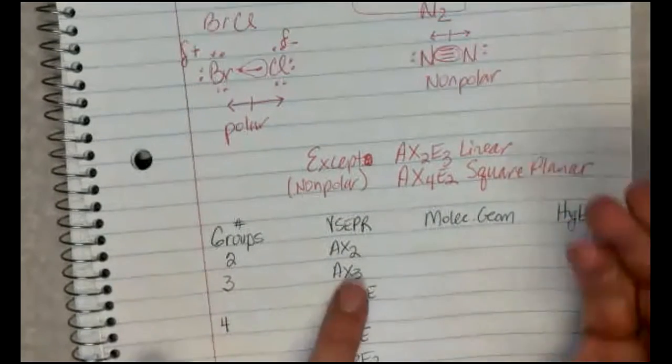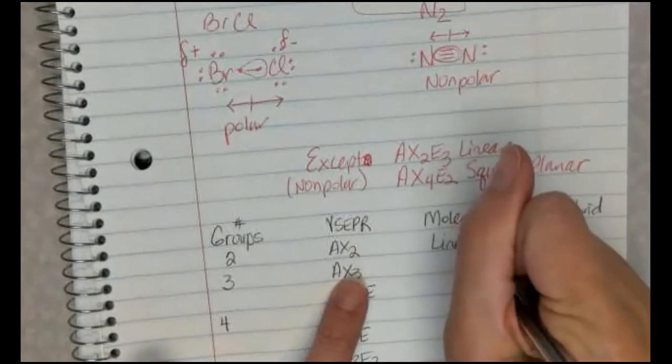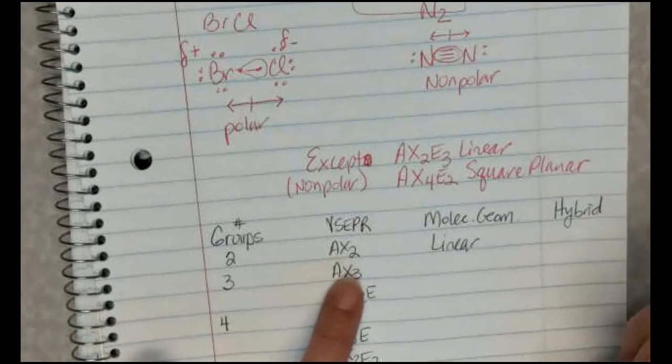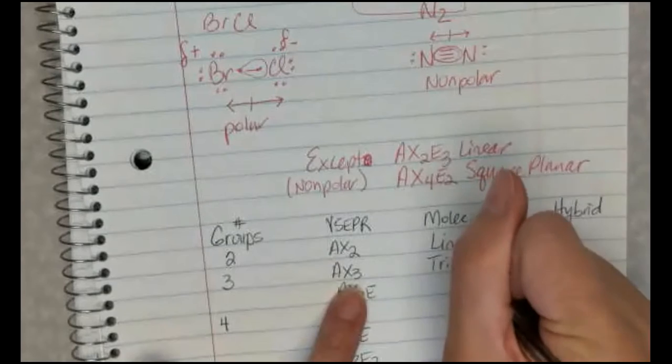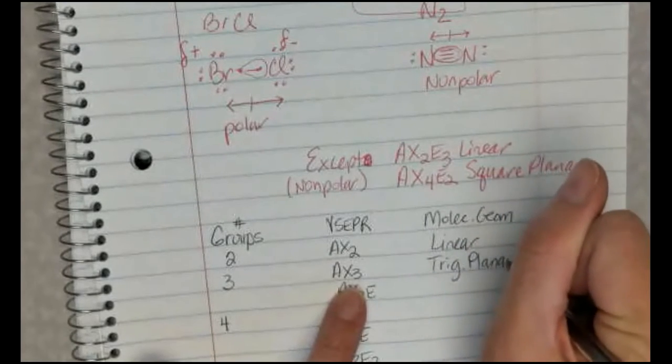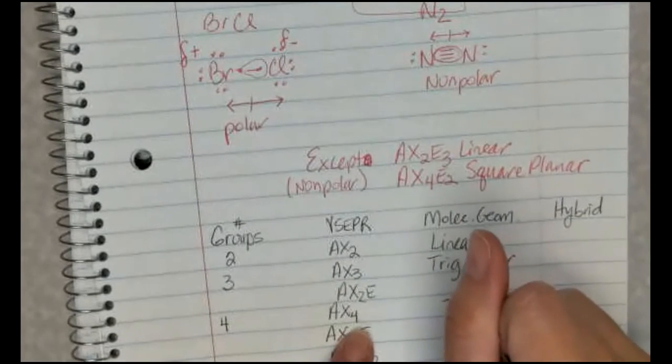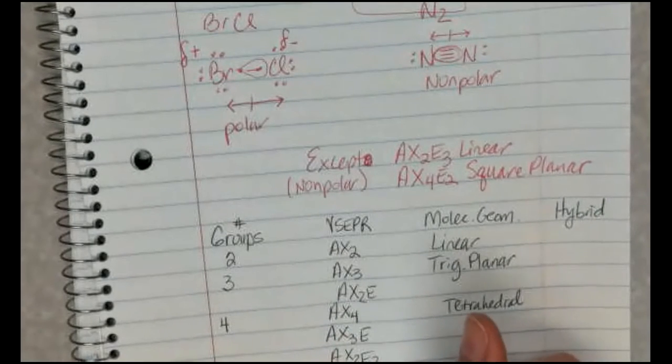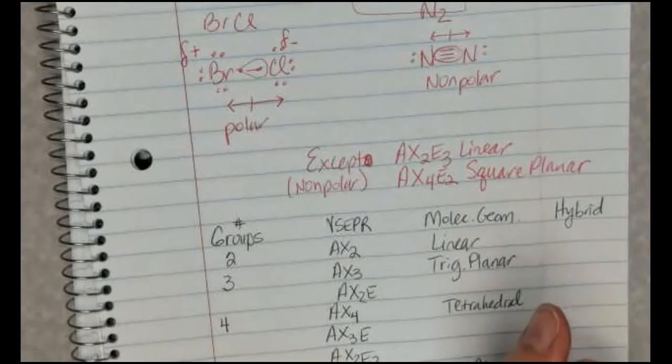All right, so AX2, main electron group, or molecular geometry as well. Those would be the same, linear. AX3 is trigonal planar. AX4 tetrahedral. And then the AX5 is trigonal bipyramidal.